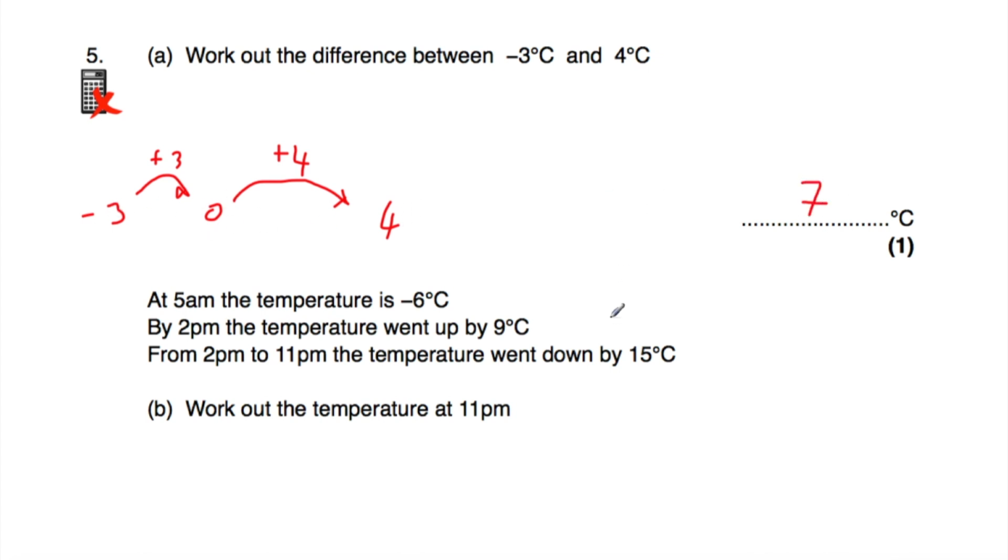So that's one way we could approach that question. Alternatively, we could do the subtraction, take the highest temperature, 4, and subtract the lowest one, which is -3. So it's going to be 4 minus -3, so it's going to be 4 plus 3, and 4 plus 3 is equal to 7.